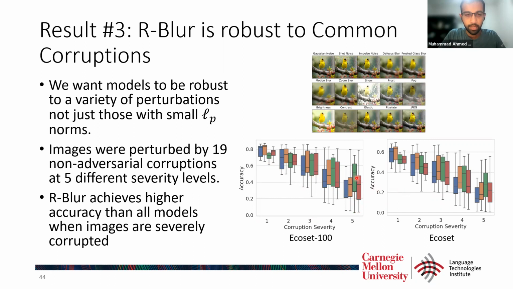So this is a box and whisker plot. The dash over here corresponds to the median, and the median accuracy is computed across all the different corruptions at each severity level. And we find that in both these cases, R-blur has a higher median accuracy than all the models, and it is especially important to note over here that it has a higher median accuracy than the adversarially trained model.